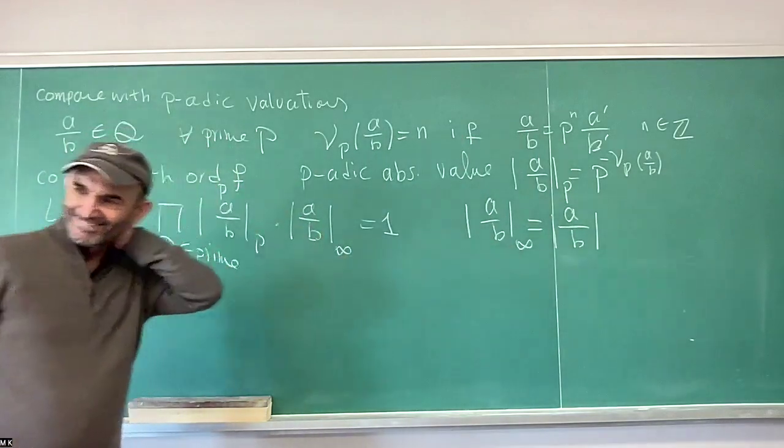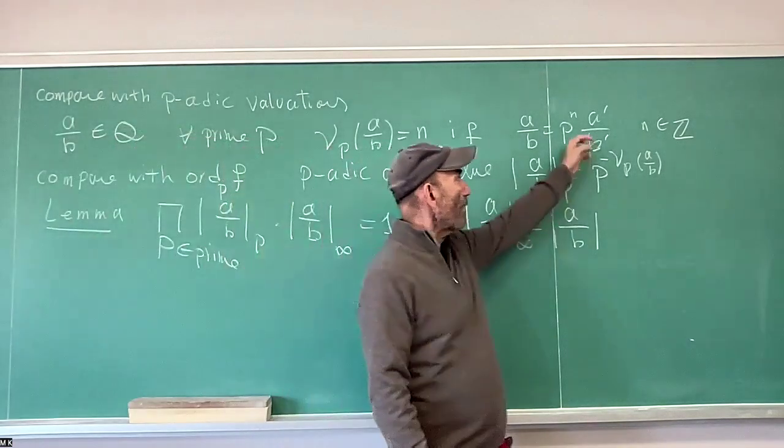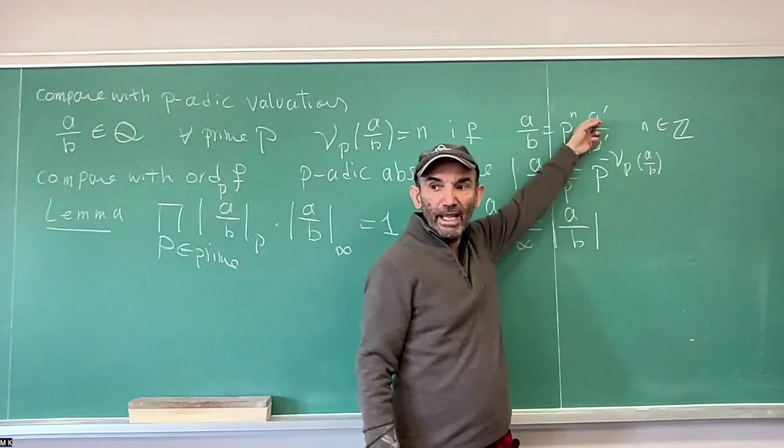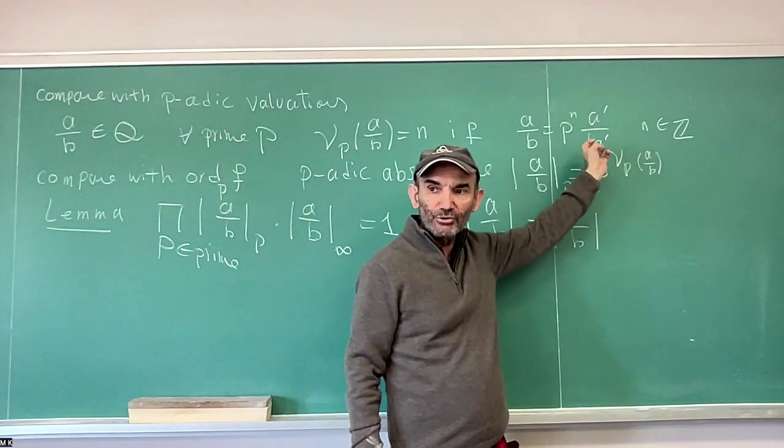We always compute it at primes. So primes are 2, 3, 5, and so on. So what is it at 2? You look at the power of 2 in a, the power of 2 in b, and subtract them, and that's the power of 2 in the total.